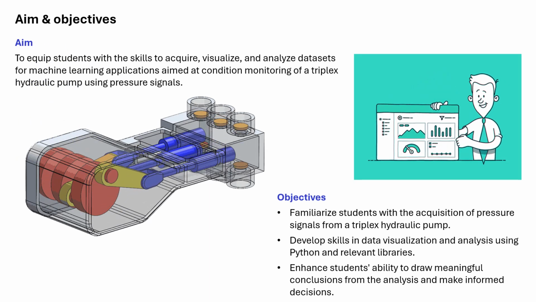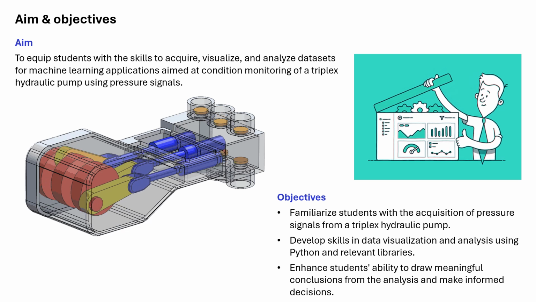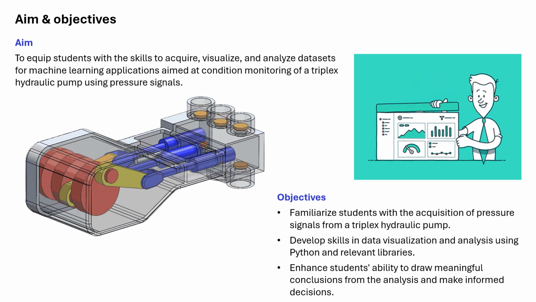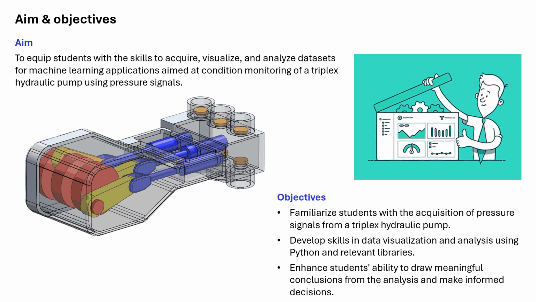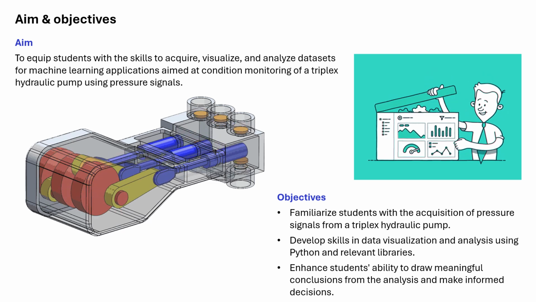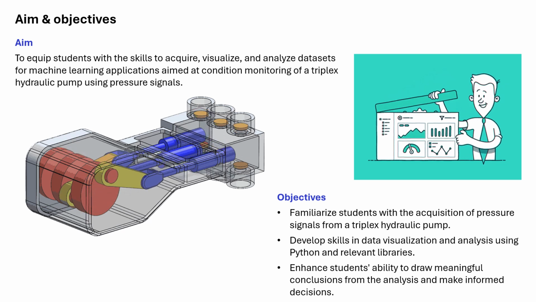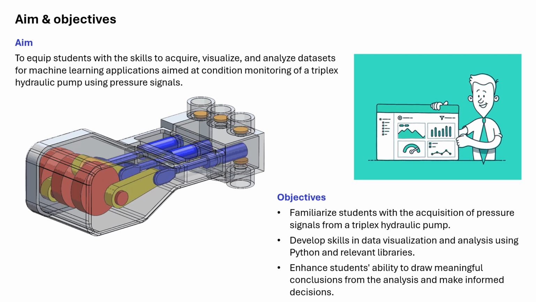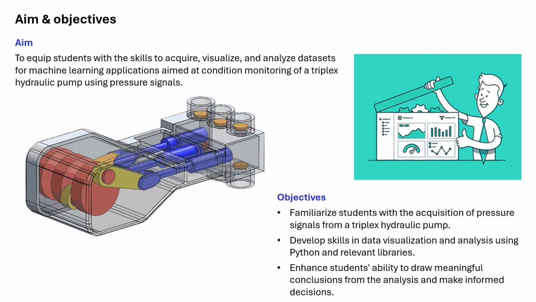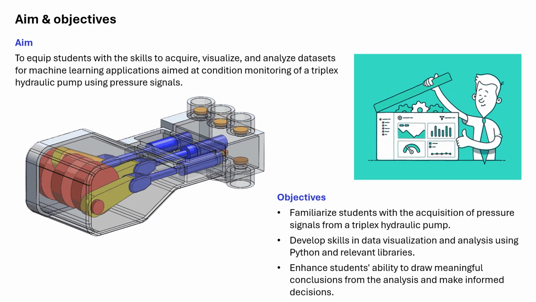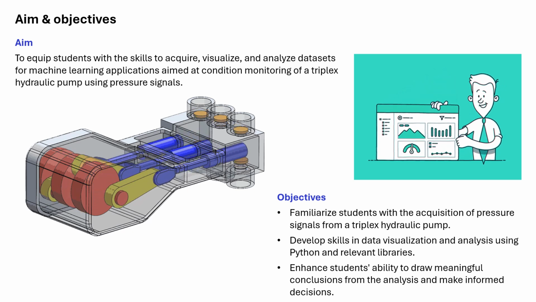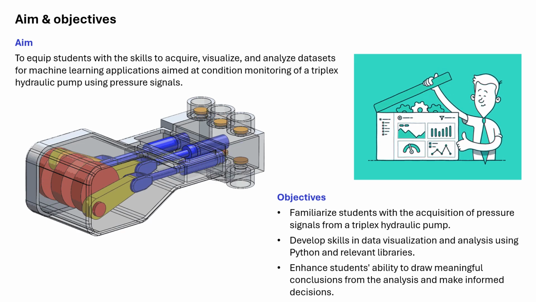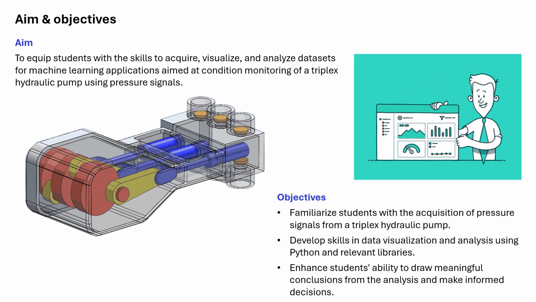It can be defined as, to equip students with the skills to acquire, visualize, and analyze datasets for machine learning applications aimed at condition monitoring of a triplex hydraulic pump using pressure signals. To reach our aim, 3 distinct objectives can be considered. First objective is to familiarize students with the acquisition of pressure signals from a triplex hydraulic pump. Second is to develop skills in data visualization and analysis using Python and relevant libraries. And last is to enhance students' ability to draw meaningful conclusions from the analysis and make informed decisions.